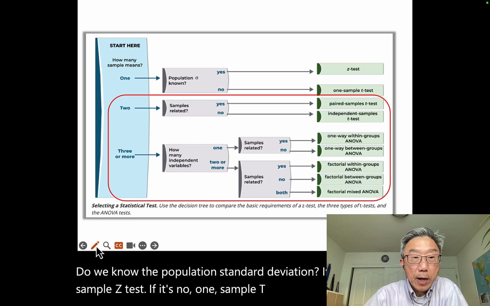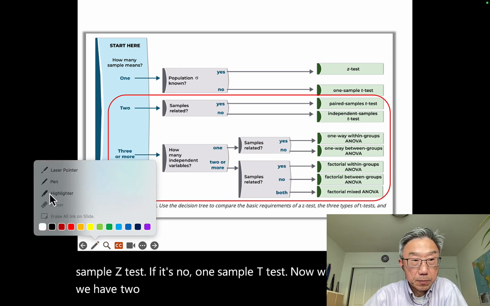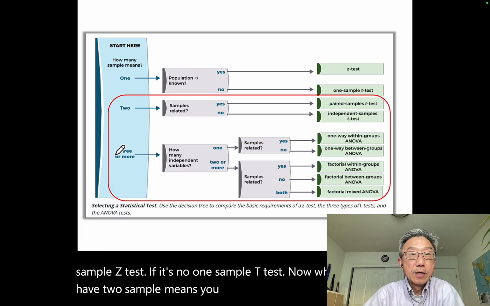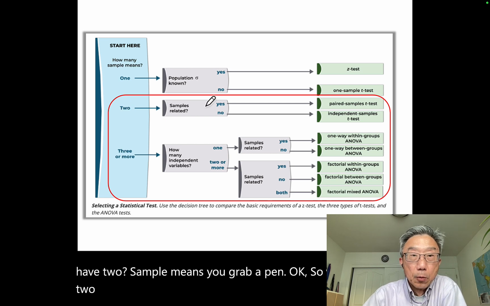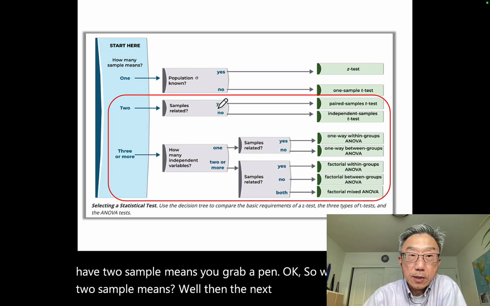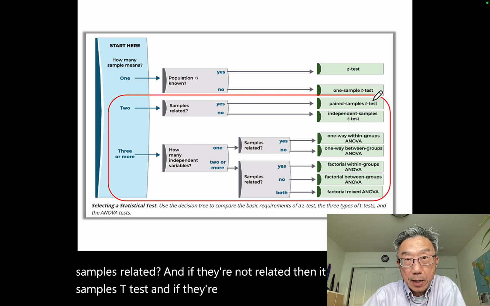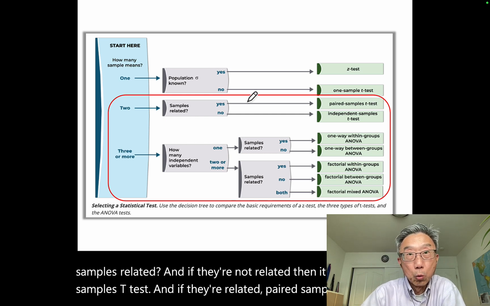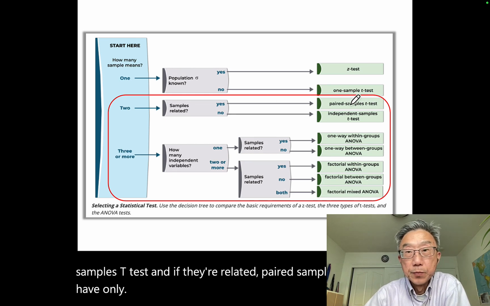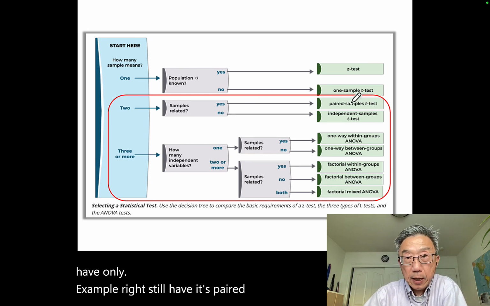Now, what happens if we have 2 sample means? I'm going to grab a pen. Okay, so what if you have 2 sample means? Well, then the next question is, are the samples related? If they're not related, then it's an independent samples t-test. If they're related, a paired samples t-test. Or if you have only 1 sample, you still have a paired samples t-test. So that's what we discussed last week.